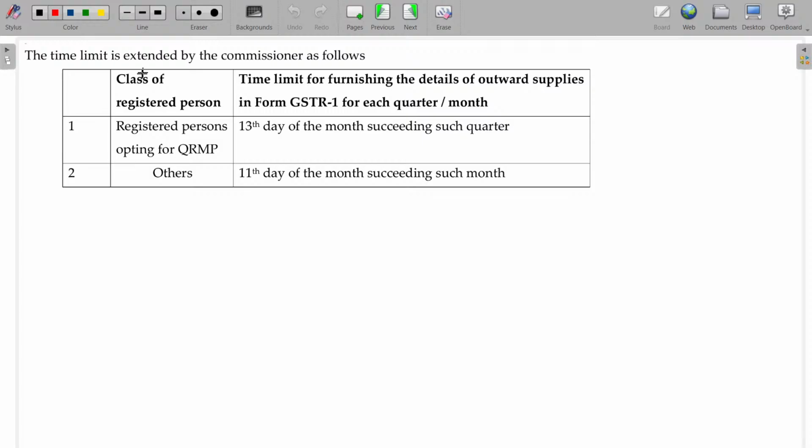Now, the time limit is extended by the commissioner as follows. Already told, the general time is already referred, and sometimes 1 day may be extended in all the cases. In case of QRMP scheme, rather than 10th, it may be 13th. In other cases, rather than 10th, it is the 11th date. Usually 10th. 1 to 10 is allowed. 1 day extra is there for the extension given by the commissioner. The commissioner can extend. And in case of QRMP, 3 days may be extended.